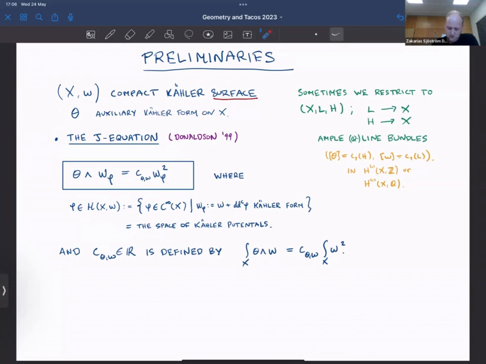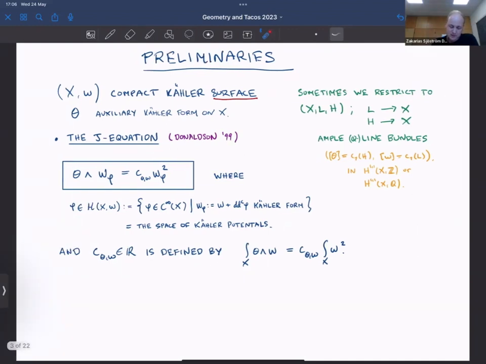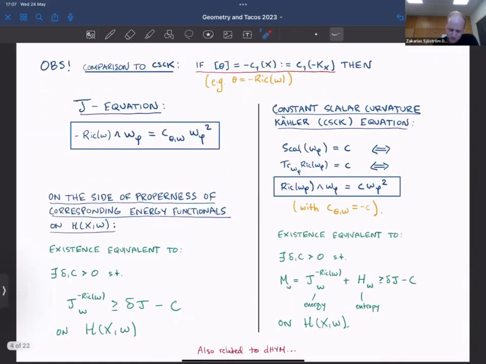So this is the space, and phi here is then in the space of Kähler potentials, which is the space over here. And c is the only possible cohomological constant given by integrating both sides of this equation. So it's some real number given as an intersection number. So this is certainly an equation of independent interest, but I want to underline that coherently with my main motivation on the last slide, it's somewhat related to the constant scalar curvature problem.